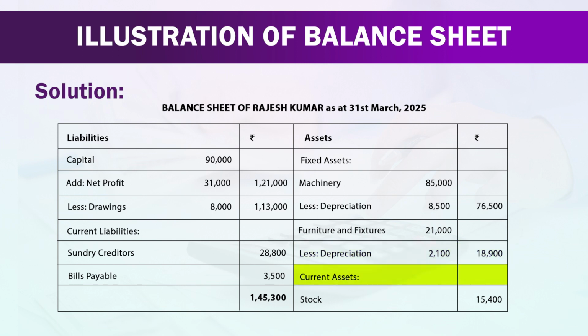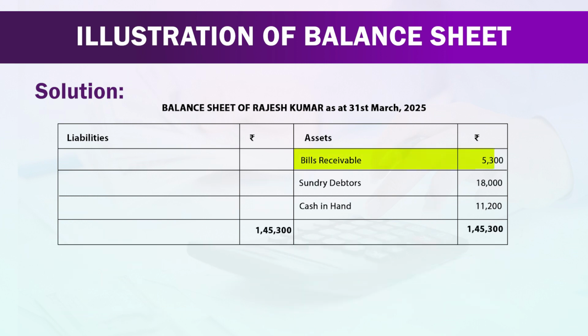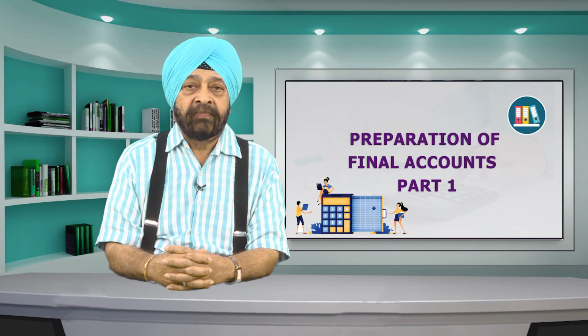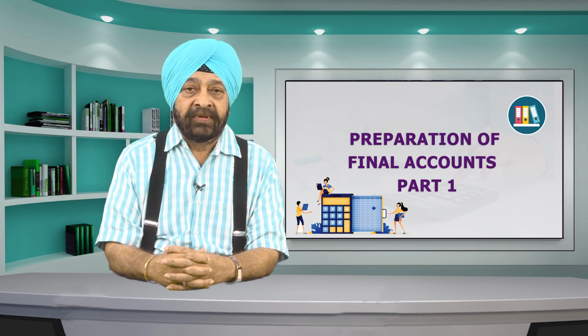Then we are having current assets. In current assets, stock having value of 15,400, bills receivable 5,300, then we are having sundry debtors of 18,000, cash in hand 11,200 and total of the balance sheet is 1,45,300 rupees.